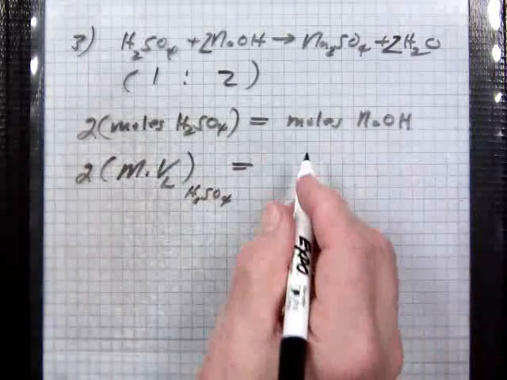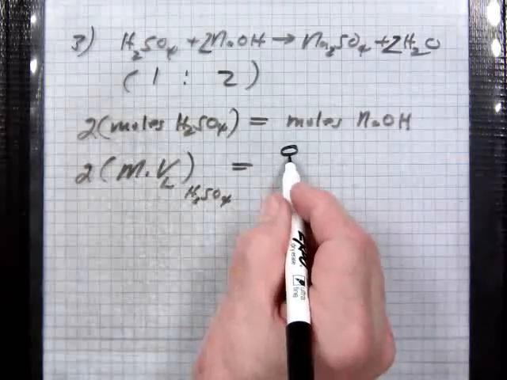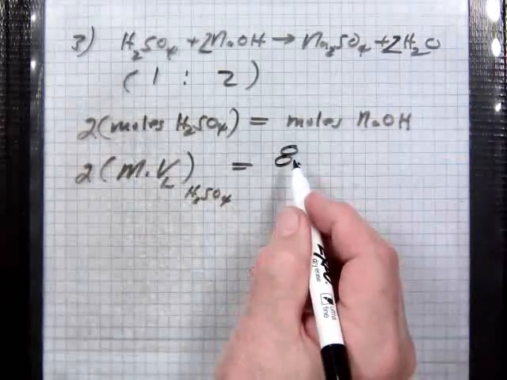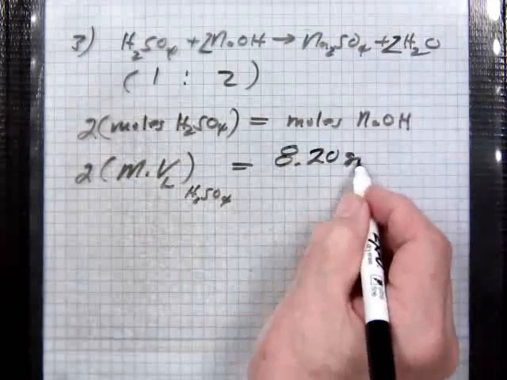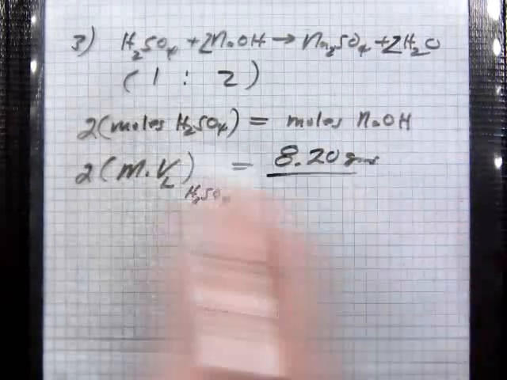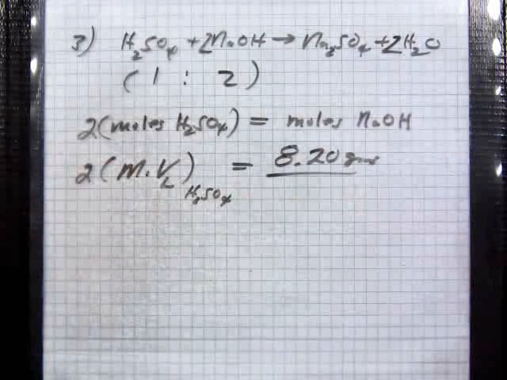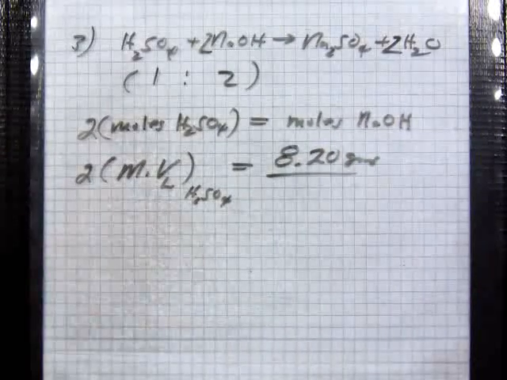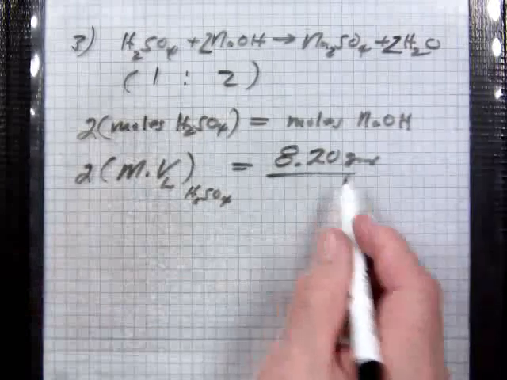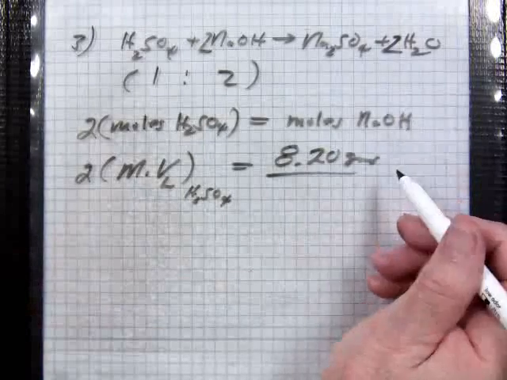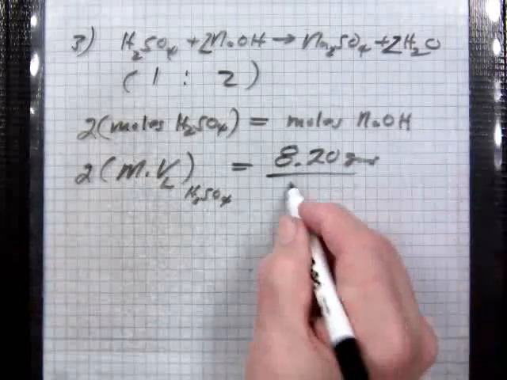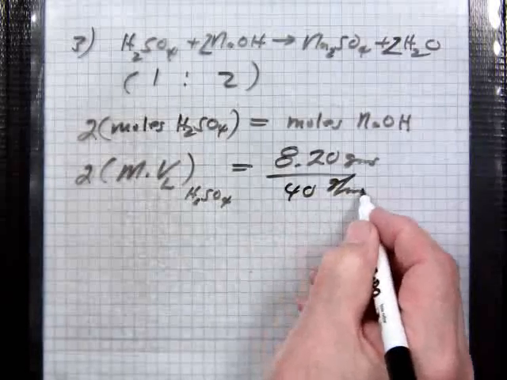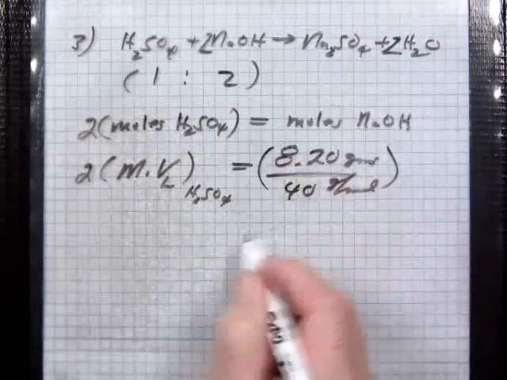Well, it didn't give us moles. They gave us 8.20 grams of sodium hydroxide. I need to convert that to moles, and then I can solve for the volume that I need. And so this is 23, 33, 40 grams per mole.